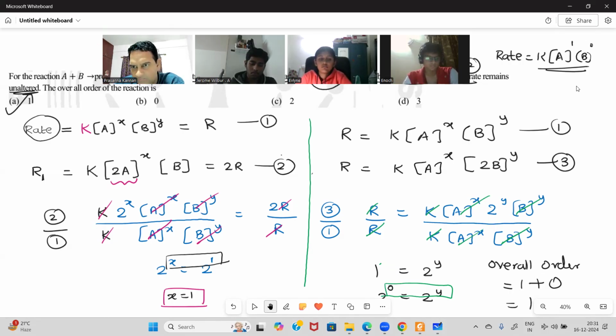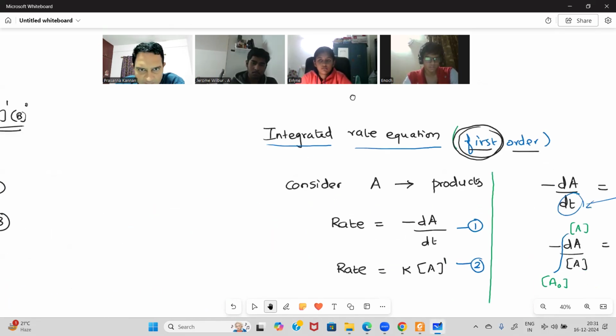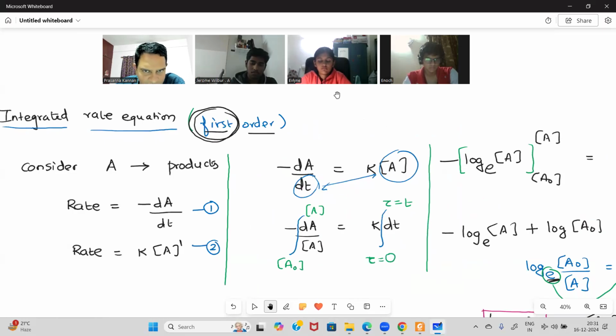Okay, very good. Fine. So now the integrated rate equation, one quick review. A is converting to products. Rate of the reaction, you know that you can write as minus dA by dt using the differential rate equation. And using the rate law, you can write it as rate is equal to K times A power 1. Why do you write 1? Because it's a first order reaction.